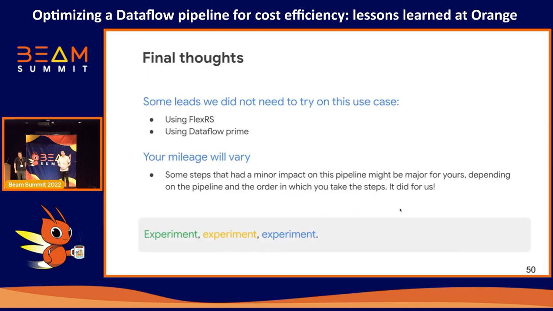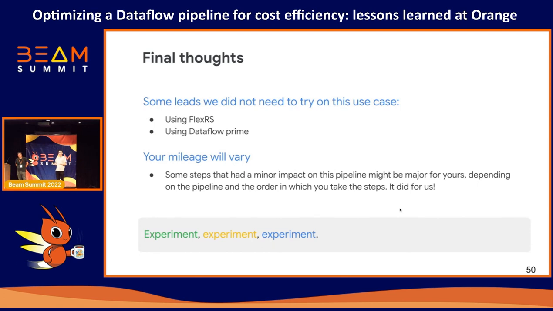Thank you. So just a final thought. There are a few things that we didn't try and that you might want to try. We didn't try FlexRS. It's only Dataflow, but if you have a batch pipeline and you're okay to have some delay at startup and you're okay to use preemptible machines, then you can use that and you're going to cut your costs. And we didn't use Dataflow Prime, this new serverless service, which has a different pricing model. We didn't try it altogether, but it might have been a good thing.